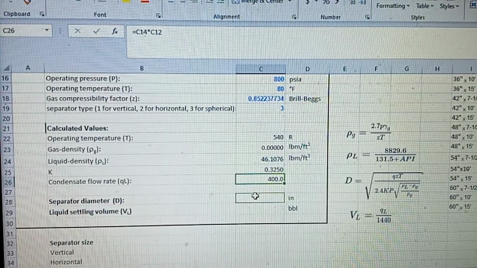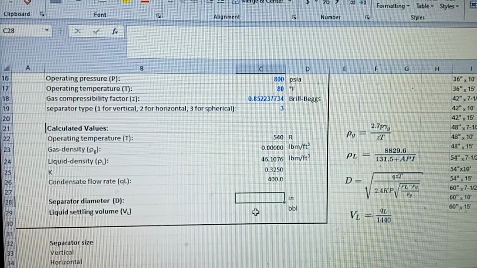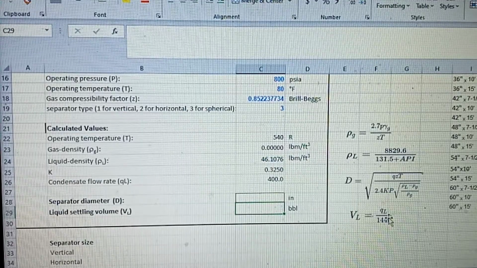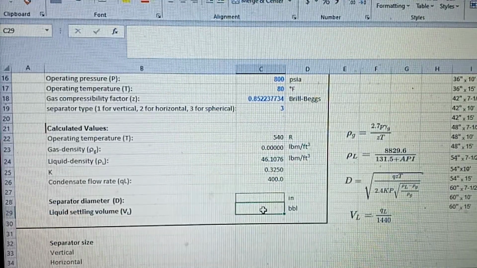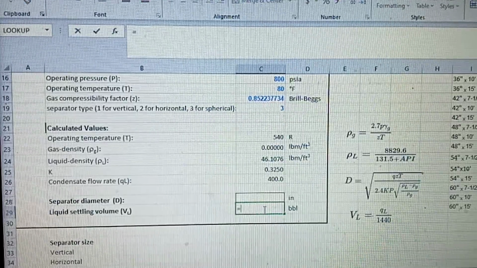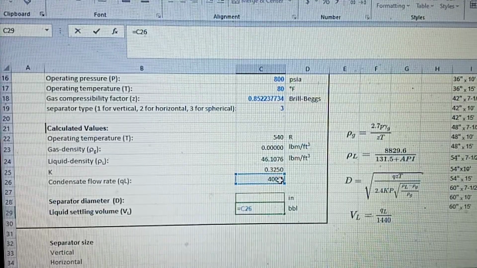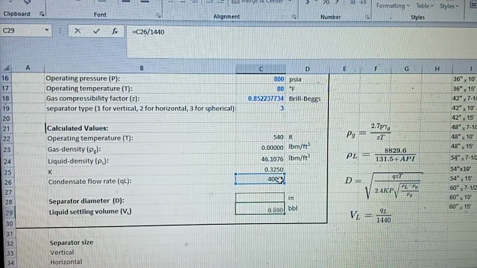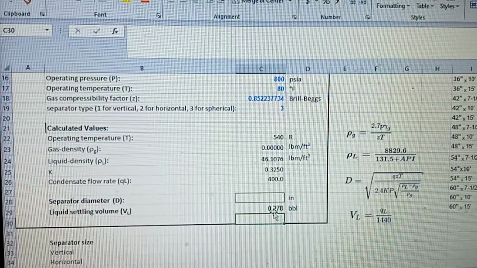So now the final two, that's really what we want: the separator diameter and the VL. The VL is easy. It's just the liquid flow rate, which we just calculated, divided by 1440. I can actually do that now. Here is going to be equals whatever I calculate here, the condensate flow rate divided by 1440. Okay. So in this case, 0.278. Okay, that's the settling volume.